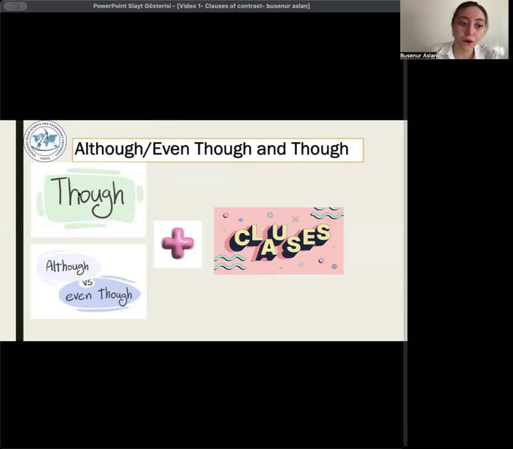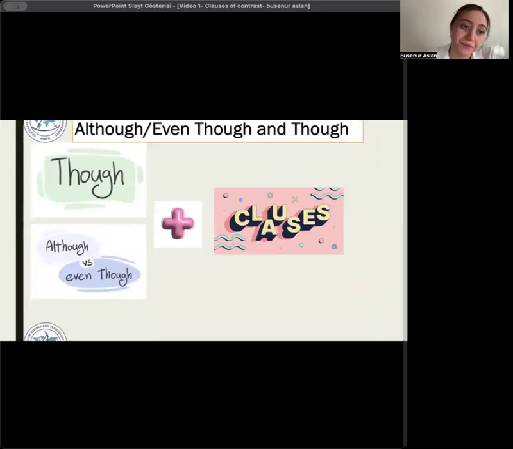And you see that though is different from although and even though, because there's a little difference. Though can be seen as a little bit informal when we compare it to although and even though. Also, even though puts much more emphasis on the contrast when we compare it to although, because there's an even here. You see, even gives the meaning of more emphasis on the contrast.